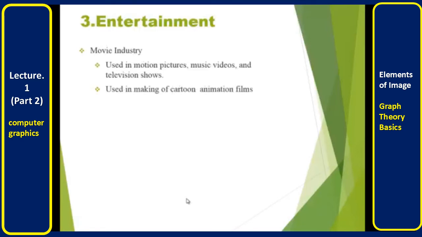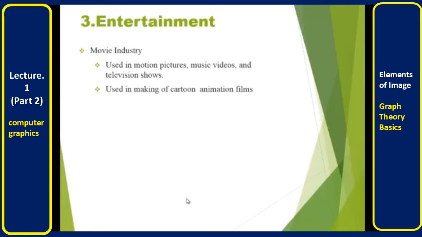And the third application of computer graphics is in the field of entertainment. Computer graphics methods are commonly used in making motion pictures, music videos, and television shows. That means music videos use graphics in several ways.